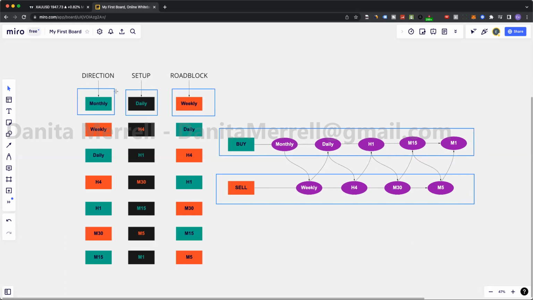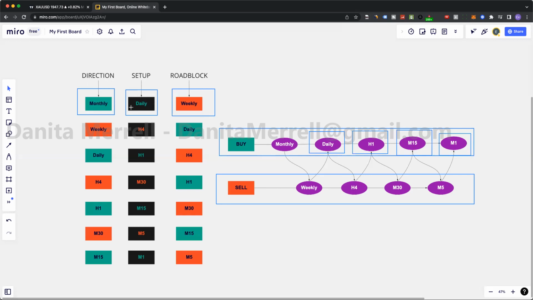Our setup for buys should come from daily because daily is in our buy timeframes if monthly is a buy direction. So if this is our daily setup, right here, we can always drop down to H1 or M15 or M1.